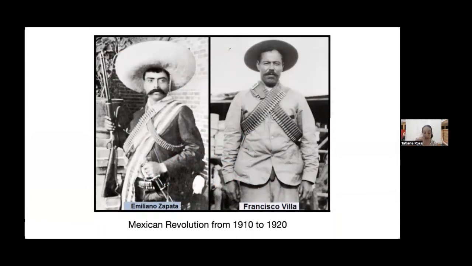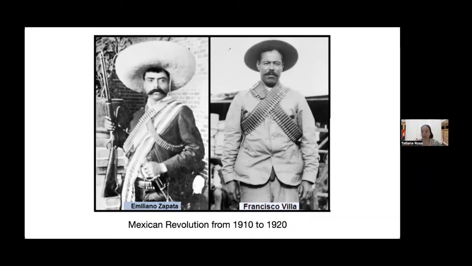there was an insurrection that was supported by Emiliano Zapata, you see here in this image, in the south of Mexico, and then Francisco Villa, Pancho Villa, in the north. So they were trying to support the insurrection against Diaz. And that was a struggle of 10 years of insurrection. But then in 1920, Álvaro Obregón was elected president, and there was an end to the revolution.